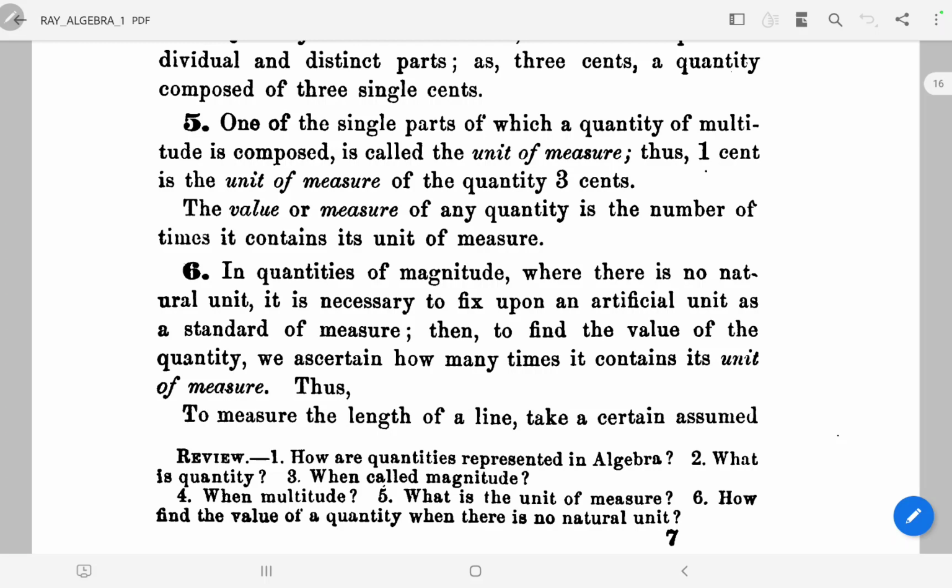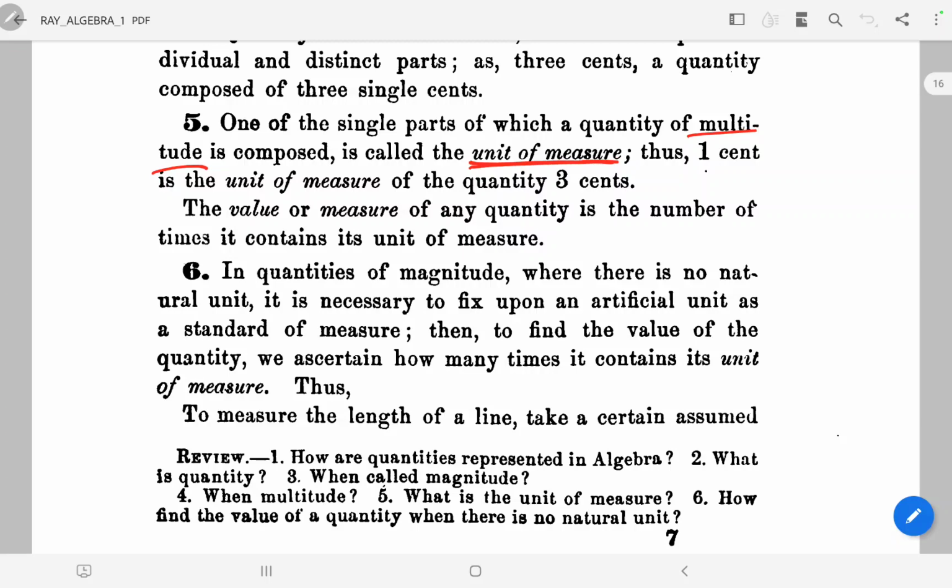In Article 5, we learn how to measure a multitude. Let's read Article 5. One of the single parts of which a quantity of multitude is composed is called the unit of measure.